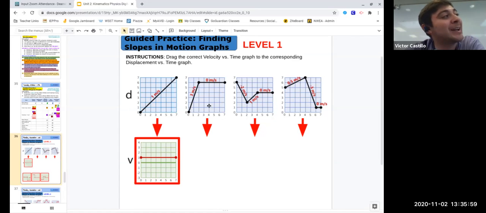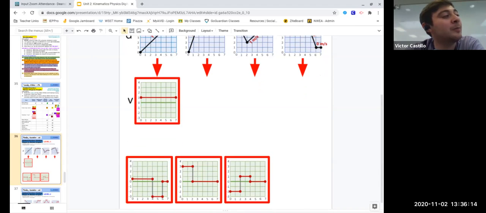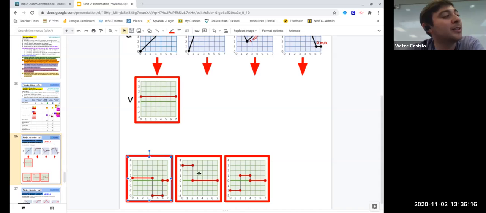Now, let's look at the second one. The object moves at a pace of 3 meters per second, but then it stops at 0 meters per second. So which velocity graph do you think will be the correct one? Do you think it will be the one on the left, the one in the middle, or the one on the right? Or in this case, do you think it's the first one, the second one, or the third one? I'll let you guys get a chance to put it in the chat box.